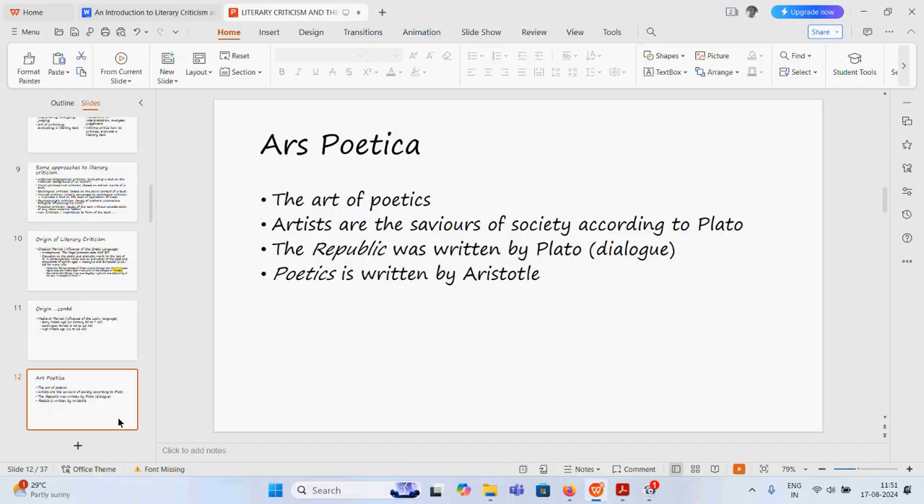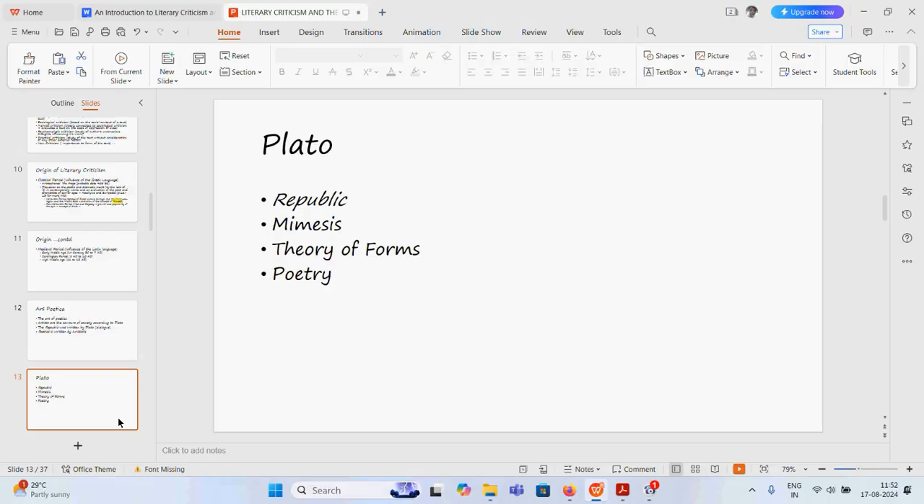Major works that we find in the classical period: Ars Poetica, or the art of poetics. We have Socrates, Plato, Aristotle, all belonging to the classical period. For Plato, it is the artists, the musicians who are the saviors of society. He does not like poets at all. One of his works is the Republic, which is in the form of a dialogue. Dialogue was a very popular format of writing in those days. A major work by Aristotle is Poetics, which is prescribed for your study. We'll take it up when we come to the relevant unit.